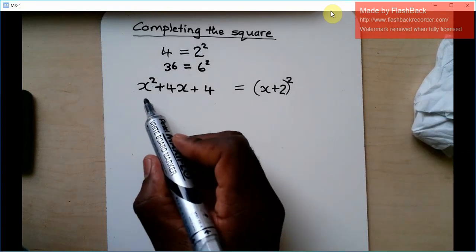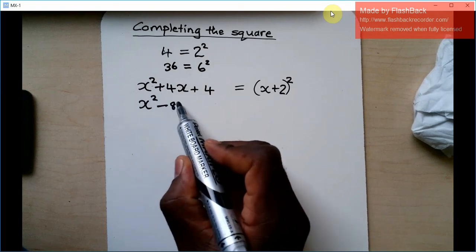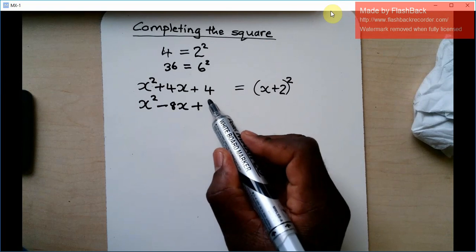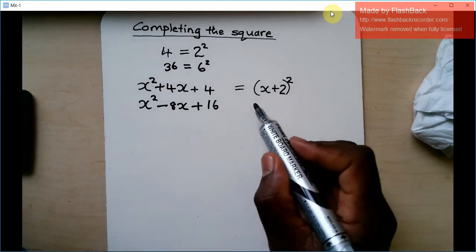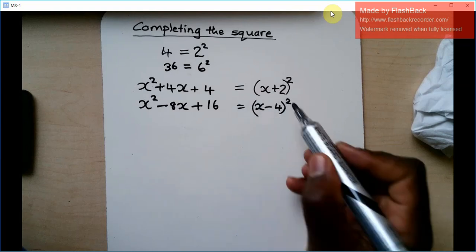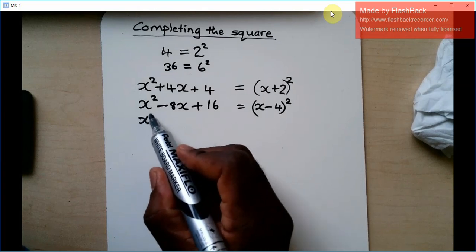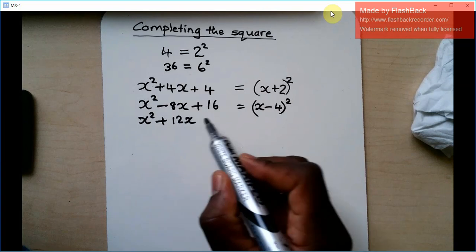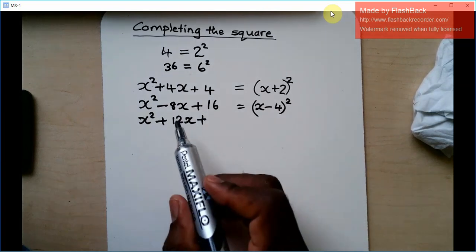Another example is x squared minus 8x and then plus 16. It can be expressed as x minus 4 squared. Another example of a perfect trinomial is x squared plus 12x plus, I think by now you can guess what's going on.